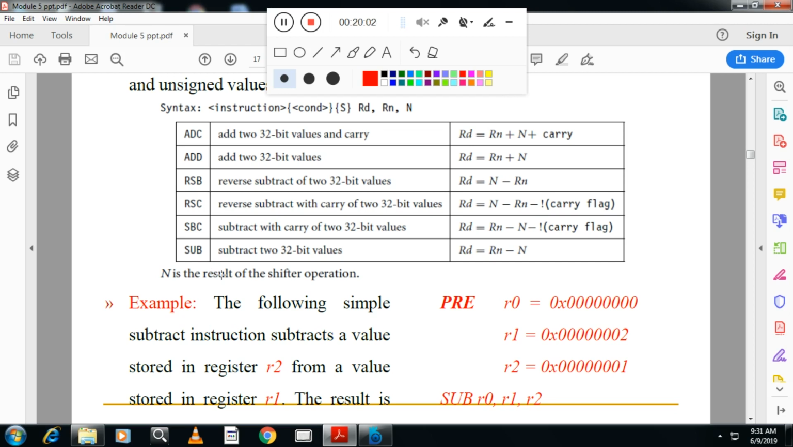So now the next one is reverse subtract with carry of 32-bit values. Reverse subtraction with the carry of 32-bit values. This one you will see here. One thing you have to see here, please remember this one.